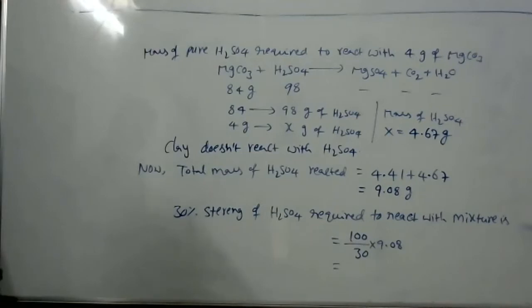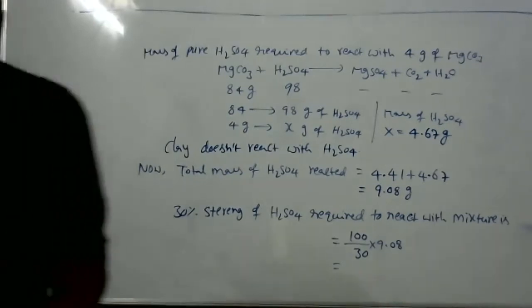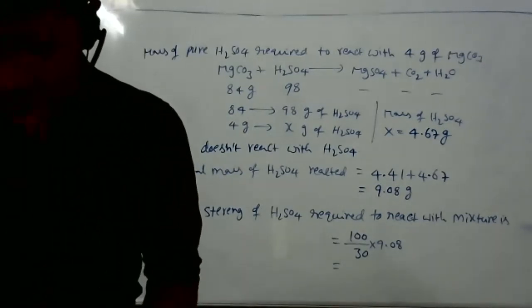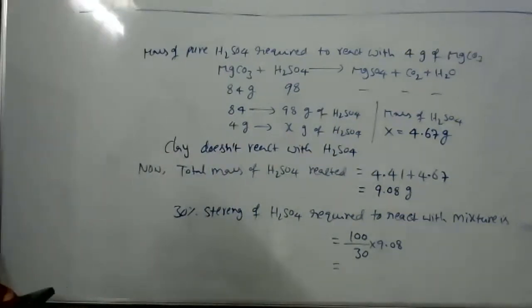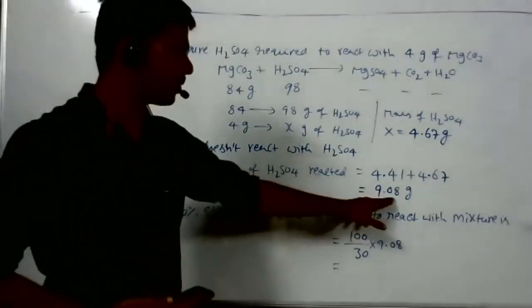So this value is 30.267. Yes, that's the only answer. Could you explain once why we shouldn't take 30 by 100? So that is only 30% purity, right? Okay, thanks. If it is 100% purity, only 9.08 is sufficient.